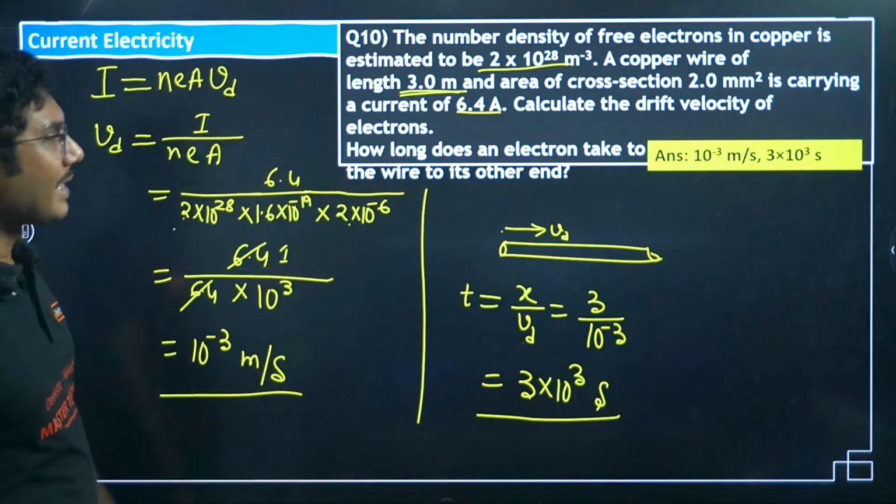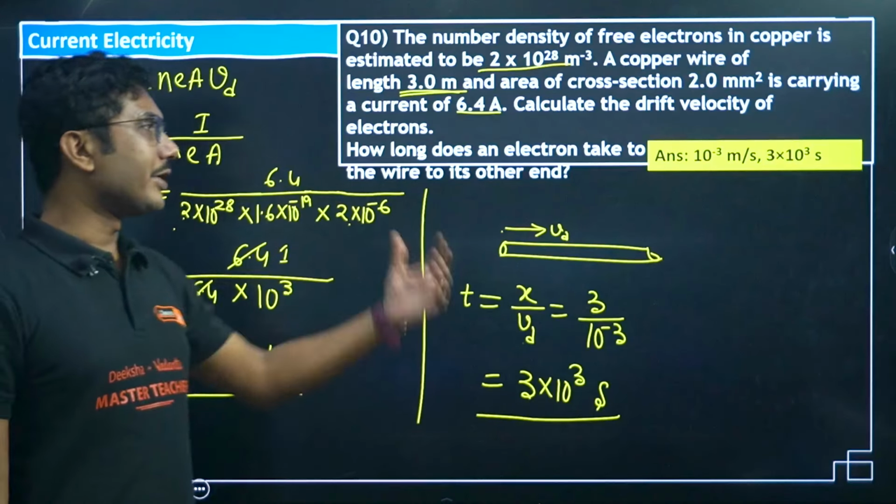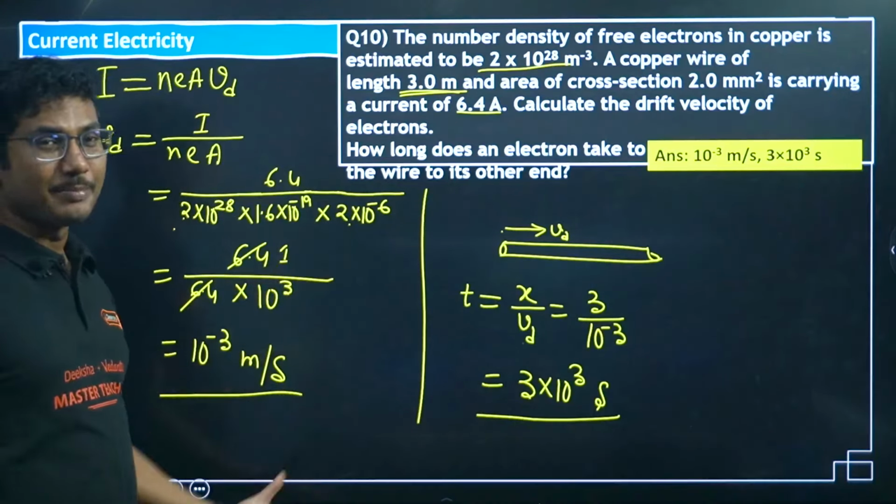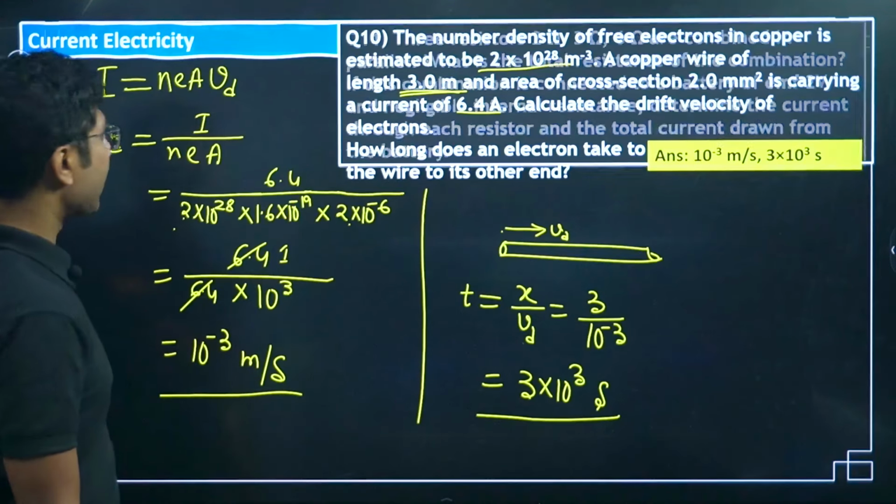So, 10 to the power of minus 3 meter per second, 3 into 10 to the power of 3 second. This is how you solve it. You should know the formula. This is a simple calculation, nothing much, no rocket science.